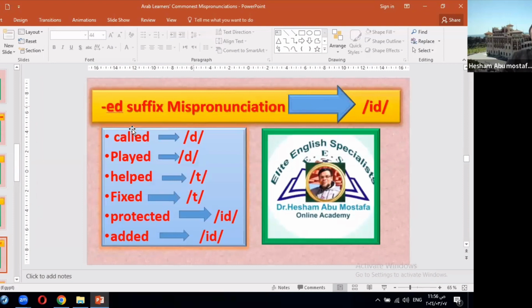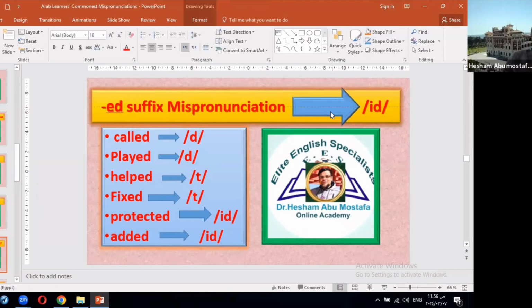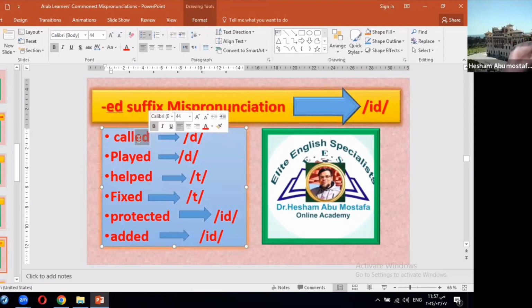The ed suffix mispronunciation. Many students, and this is actually plausible or expected, because the ed is written in the same way. But actually, it has three types of pronunciation. Okay, it's pronounced in three different ways. So some students pronounce all the words with ed as "it".